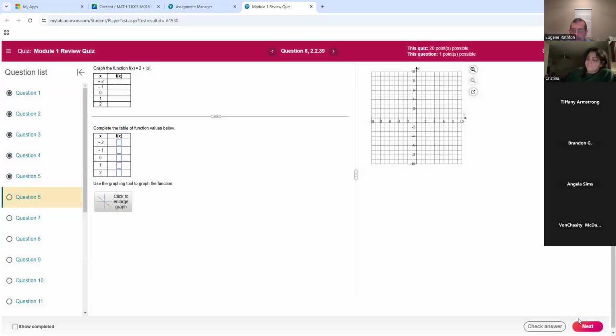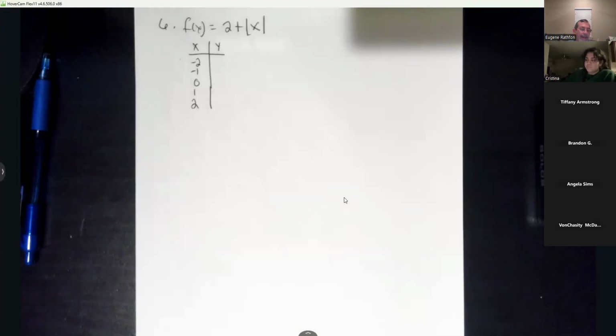Now, y'all, what is this? Number 6, and it's another graph. F of x equals 2 plus absolute value of x. Okay? Now, look, they're giving me my numbers here. Negative 2, negative 1, 0, 1, and 2. All right, so we'll knock this out by hand, and then I'll show you on that calculator real quick.